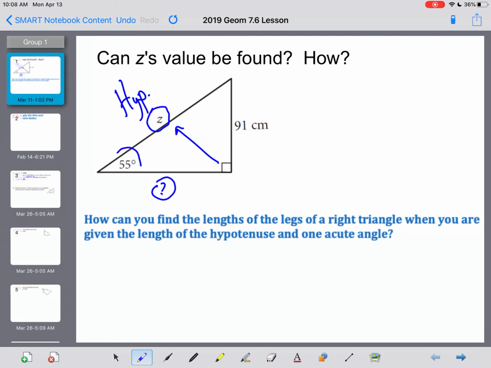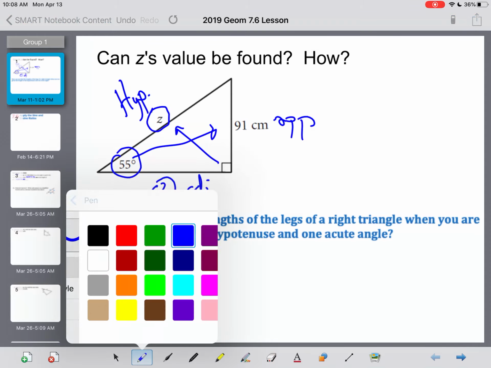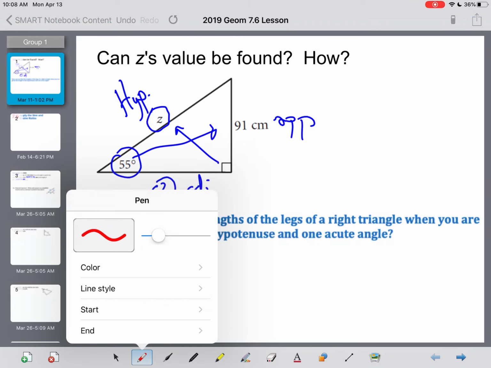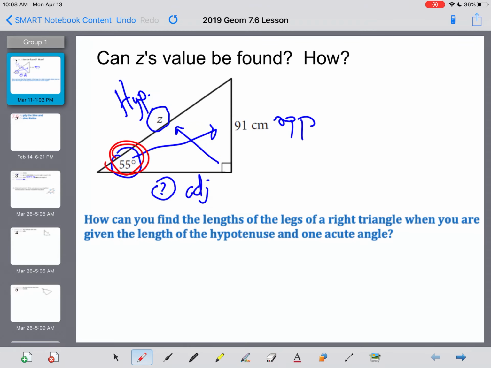Second thing, I have this opposite, that's good, and I don't have the adjacent here, so I can't use the tangent function. So we have to have another way to figure this out, relating these items here. I need something that relates this with this and this. And we do in fact have a function that does this.